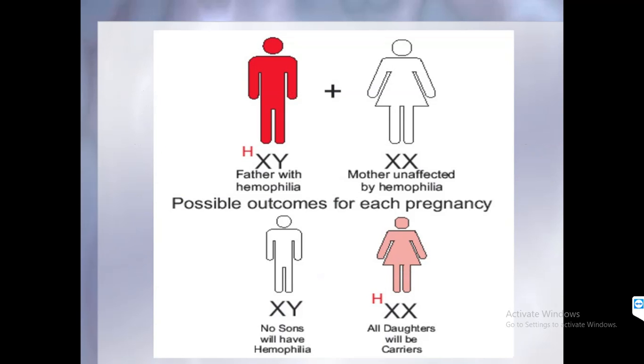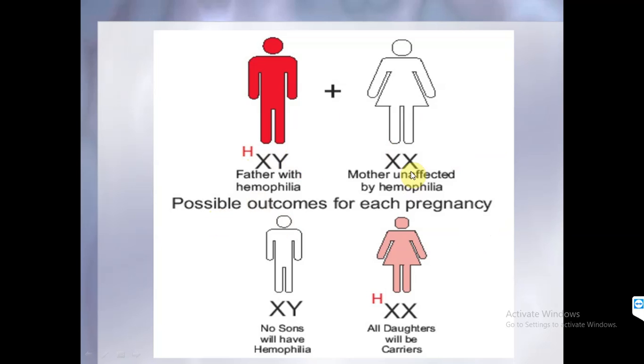Now in the diagram, XH, H represents the hemophilic condition. The father is diseased because he has one X chromosome that is the disease X chromosome. So the father is hemophilic. Now the mother is completely normal. She is not even a carrier because she has both normal X chromosomes, and they are not having any hemophilic condition. So the mother is unaffected by hemophilia. Now if they both get married and mating happens, what are the possible outcomes? Possible outcomes क्या होंगे? I told you there is a crisscross pattern.